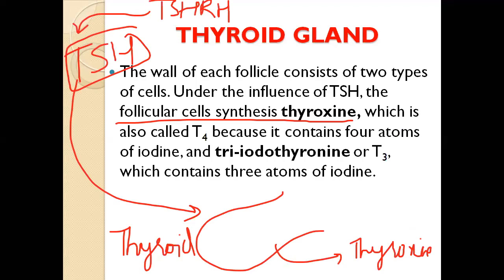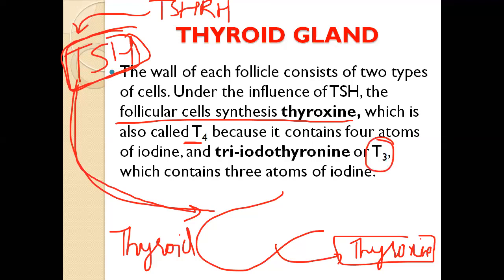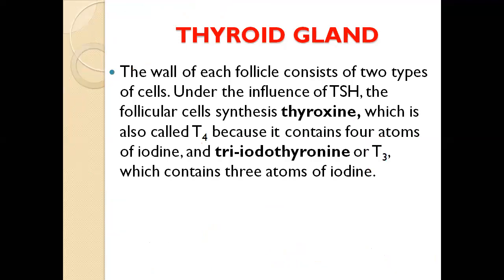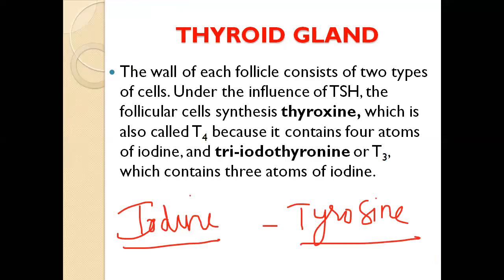Hypothalamic neurons secrete TRH, which stimulates the anterior pituitary to release TSH, and that TSH stimulates the thyroid gland to secrete thyroxine hormone, also called T4 because it contains 4 atoms of iodine, and T3, which contains 3 atoms of iodine. Triiodothyronine, tetraiodothyronine. The two participants for the preparation of thyroxine are iodine and an amino acid called tyrosine.